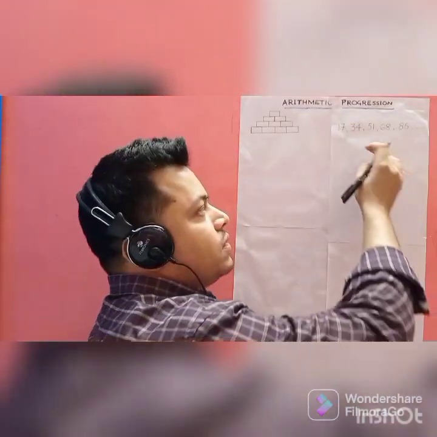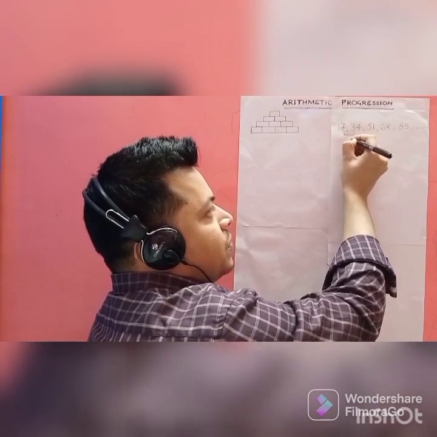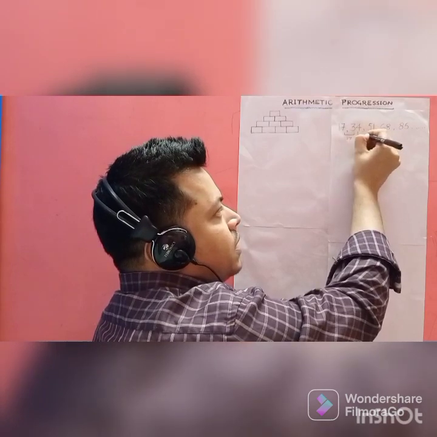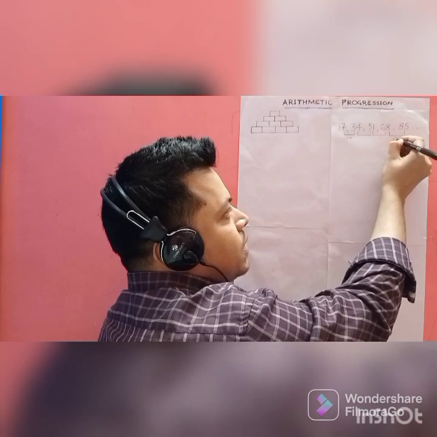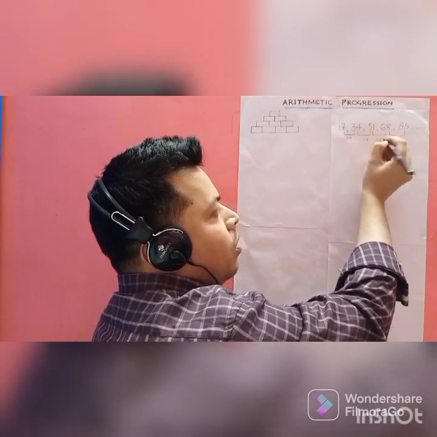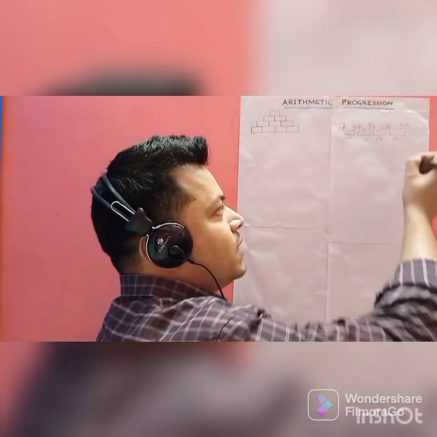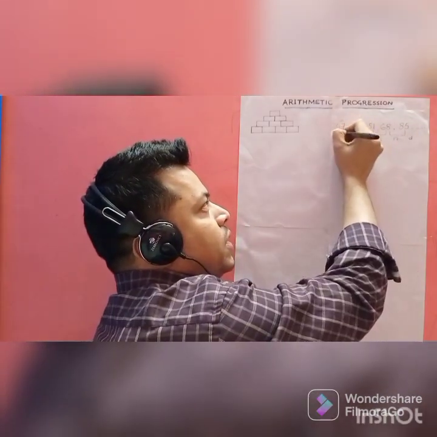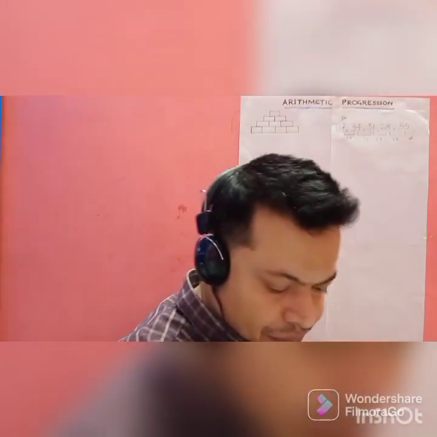Now, if we look at this series, between two consecutive numbers, the difference is how much? It's 17. Now, if we again see the difference between these two consecutive numbers, the difference is 17, 17, 17. And this difference is constant. And this constant difference is called the common difference. It is denoted by the small letter d. And the first term is denoted by small letter a in case of an AP.